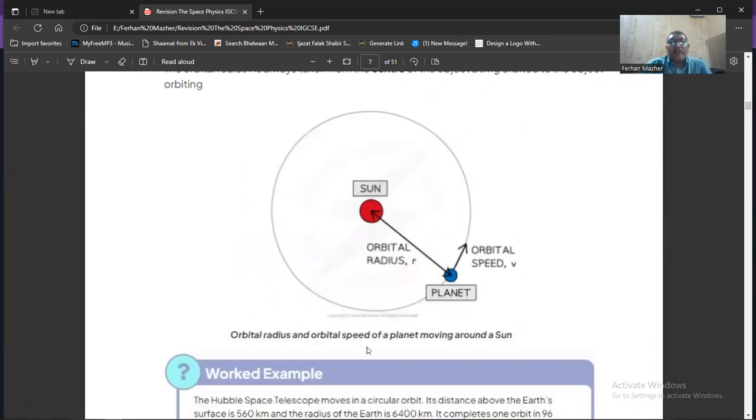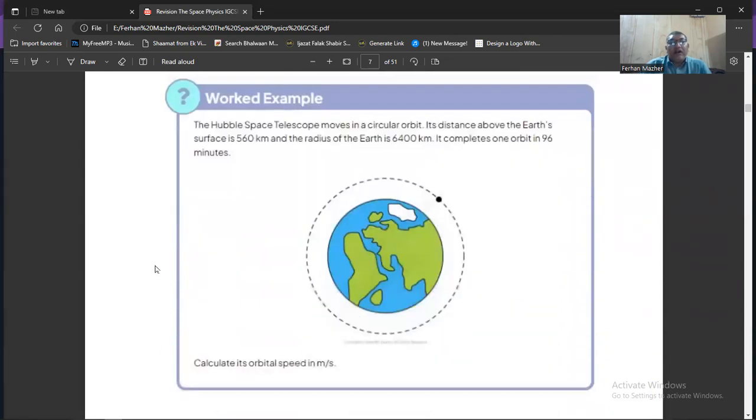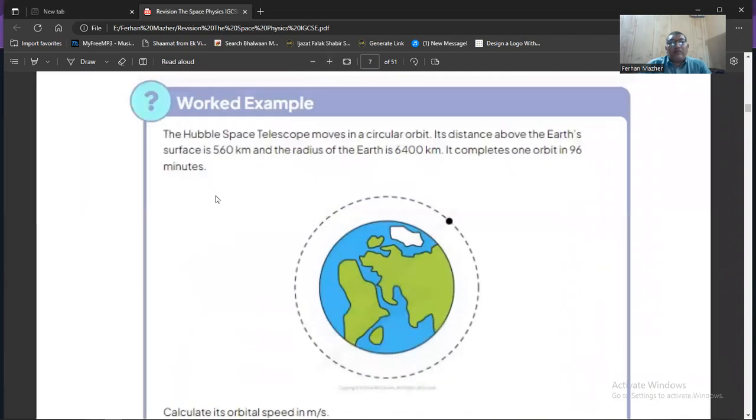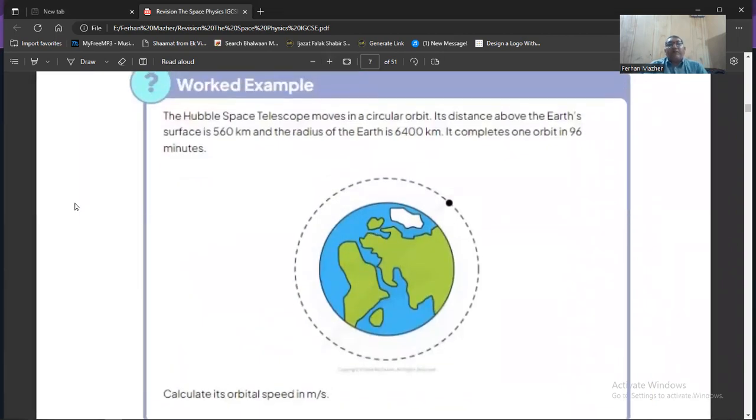So, orbital radius and orbital speed of a planet moving around a sun. This is the orbital radius. This is the orbital speed. A worked example: the Hubble Space Telescope moves in a circular orbit. Its distance above the Earth's surface is 560 kilometers and the radius of the Earth is 6,400 kilometers. It completes one orbit in 96 minutes. Calculate its orbital speed.